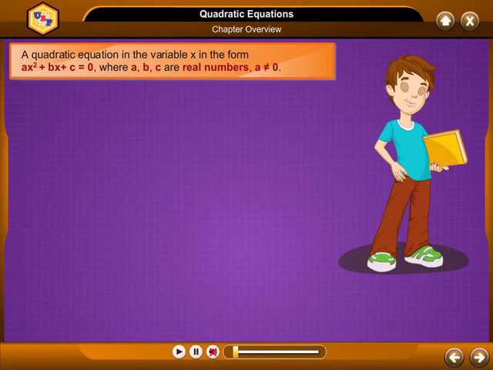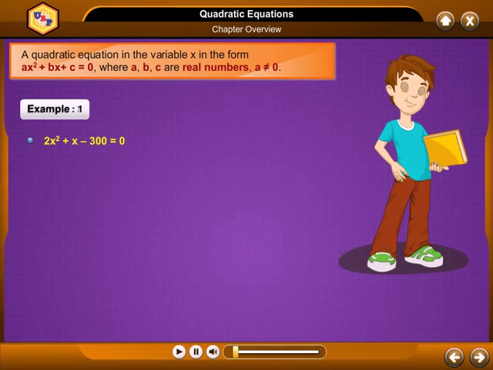A quadratic equation in the variable x is in the form ax square plus bx plus c is equal to 0, where a, b, c are real numbers, a is not equal to 0. Example: 2x square plus x minus 300 is equal to 0. 2x square minus 3x plus 1 is equal to 0. 4x minus 3x square plus 2 is equal to 0.